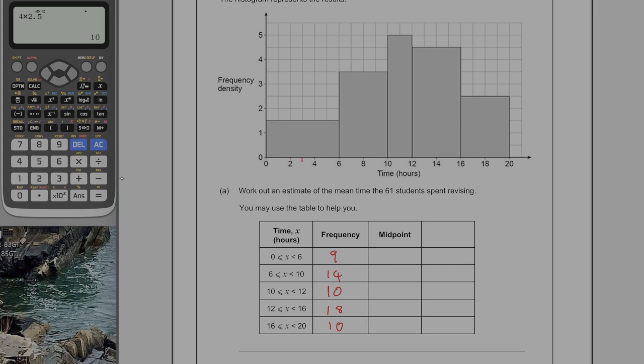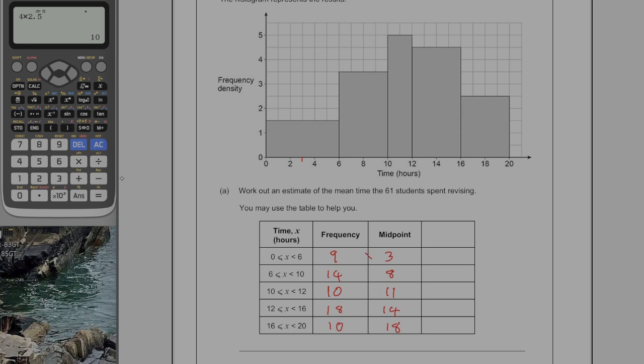Right, we're now going to look at the midpoints. So that's the middle of each group. So the midpoint of that group would be 3. The midpoint of that group would be 8. The midpoint of that group would be 11. The midpoint of this group would be 14. And the midpoint of this group would be 18.